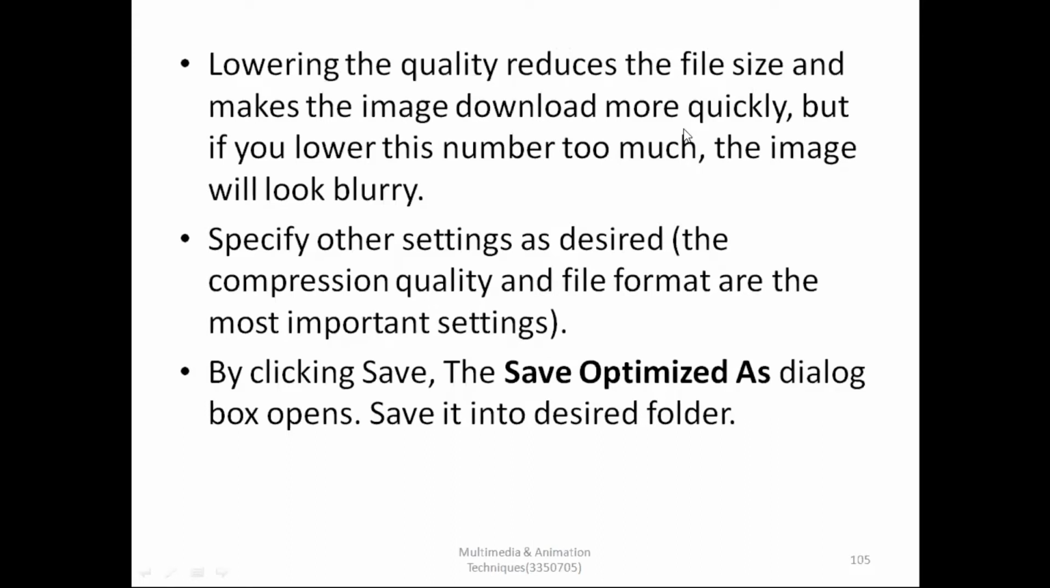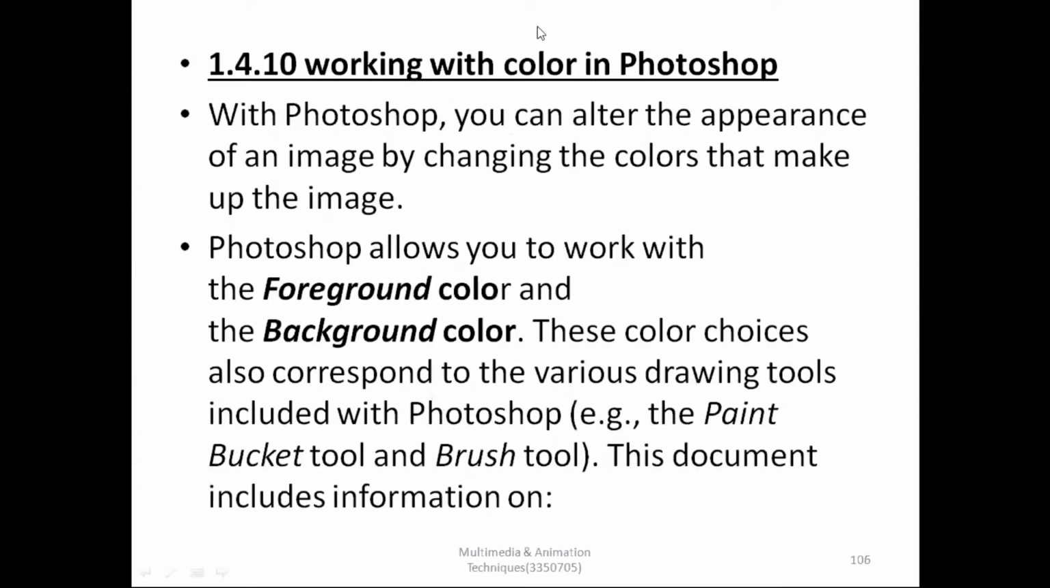Lowering the quality reduces the file size and makes the image download more quickly. As I have told you, if I use JPEG low quality, then it will reduce the file size. Then it will be easier to download that file. It will be downloaded very quickly. But if you lower this number too much, the image will look blurry. Means if you are using very low quality for saving image, then it will look blurred image, not clear image. Specify other settings as desired by clicking Save. The Save Optimized as dialog box opens. Save it into the desired folder.